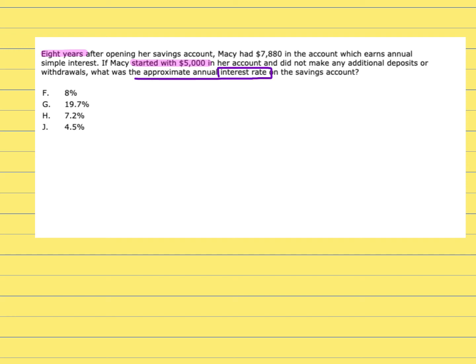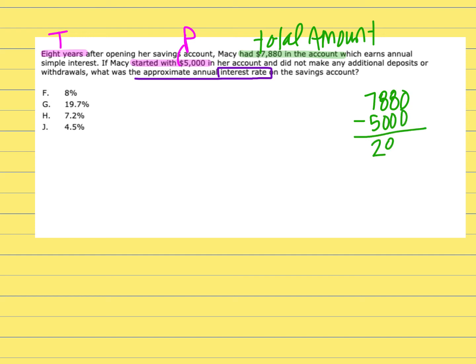Okay. I do know, however, that at the end, the account has $7,880. So this is the total amount. And then this is my time. That's my P. I don't know the interest rate. All the answer choices are percentages. So we have a couple different things we can do. But first, we definitely need to know how much new money was earned. So I could take her final amount and subtract what she started with. That equals $2,880. Okay, this equals interest.